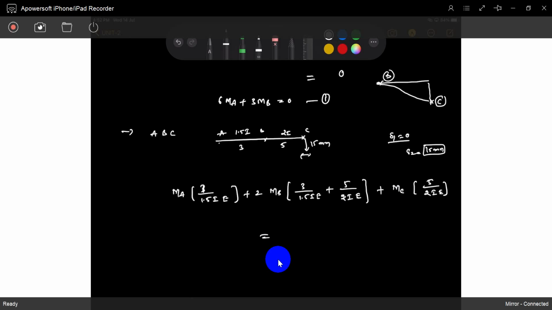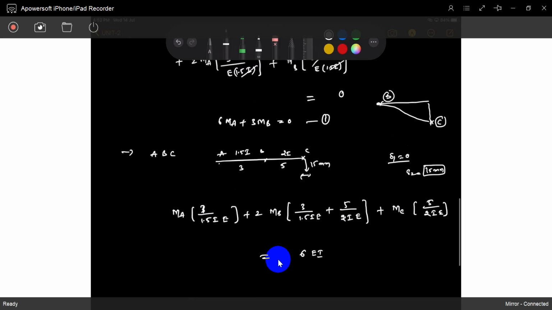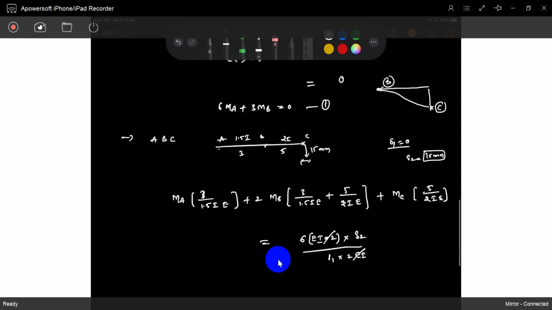Taken as a negative sign. What is the value? 6EI. So what is that second? So the second is 2EI delta 2 divided by L1, and 2EI again divided by 2EI, so these two are cancelled. 6 delta 2. So that's it. 6 delta 2, what is the value?